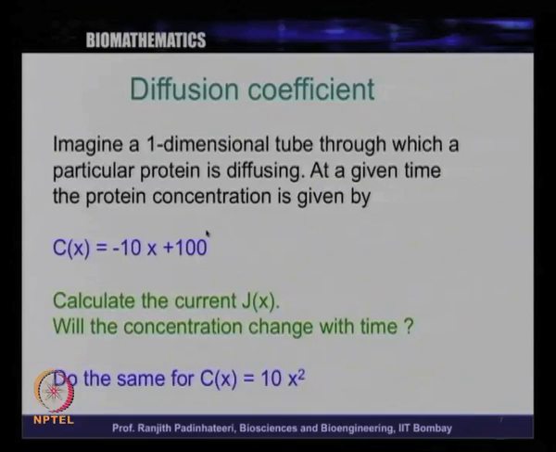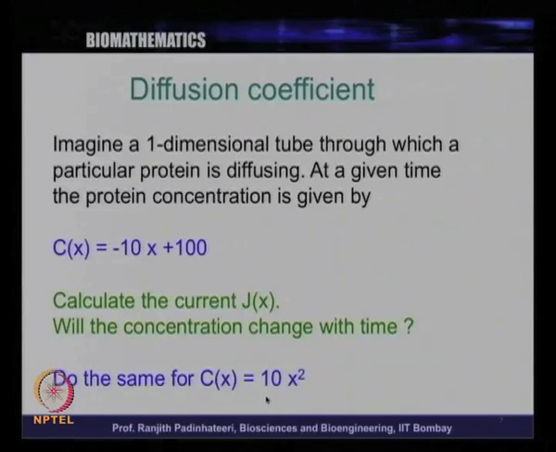Imagine a one dimensional tube through which a particular protein is diffusing. At a given time the protein concentration is given by this. Calculate the current. Will the concentration change with time? You have to answer these two questions and do the same as whatever we did for the above problem, for C of x equal to 10 x square.